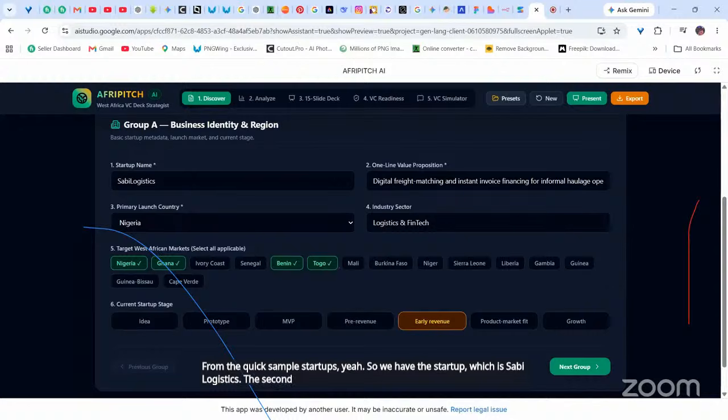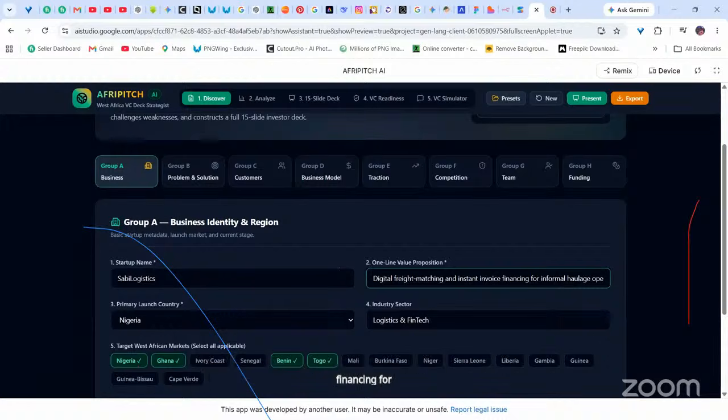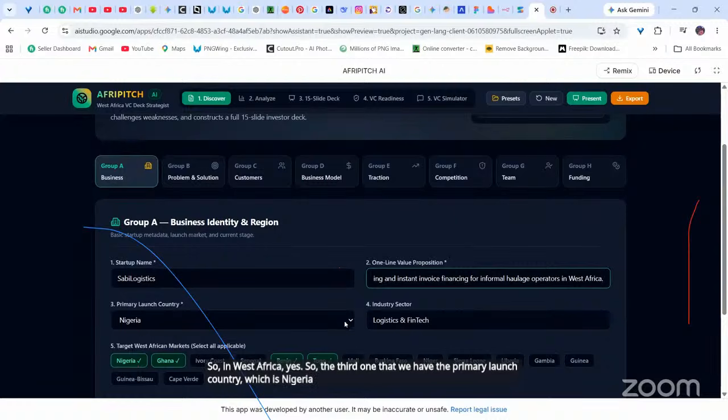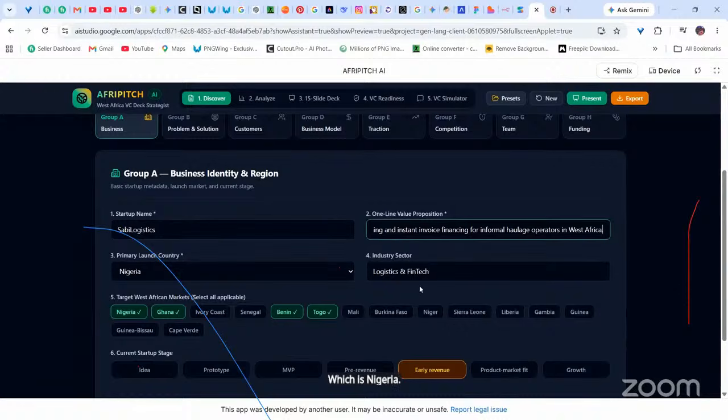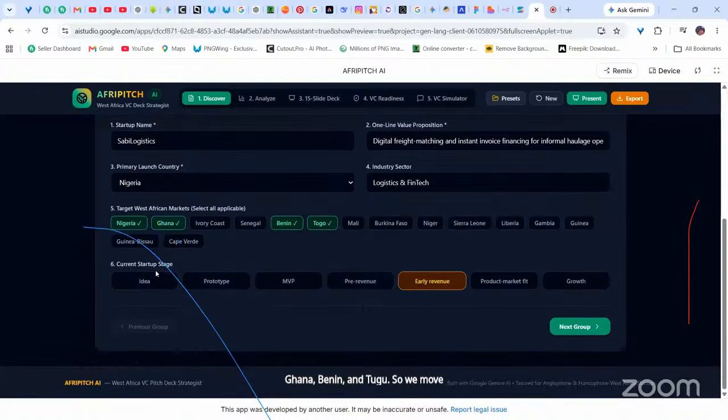The second one is the one-line value proposition. The answer there is digital freight matching and instant invoice financing for informal haulage operators in West Africa. The third one is the primary launch country, which is Nigeria. The fourth one is the industry sector, which is logistics and fintech. The fifth one is the target West African markets. It says select applicable, so we clicked Nigeria, Ghana, Benin, and Togo. Then we move on to the next one, which is the current startup stage.